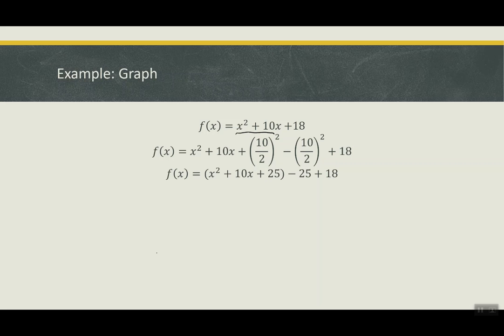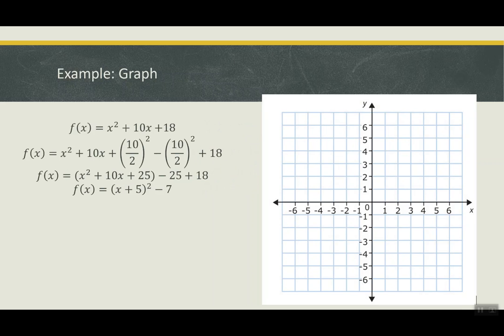So we just did in the previous screen that this x squared plus 10x plus 10 over 2 squared becomes x squared plus 10x plus 25. I have this 10 over 2, which is 5 squared, there's 25, and then plus the 18. We know what x squared plus 10x plus 25 is going to do. It's going to become x plus 5 squared. Negative 25 and 18 gives me negative 7. So now I have this nice format where I can say x plus 5, oh, I know that's going to move to the left 5, and then minus 7, that's going to move down 7. Okay, so we're graphing x plus 5 squared minus 7.